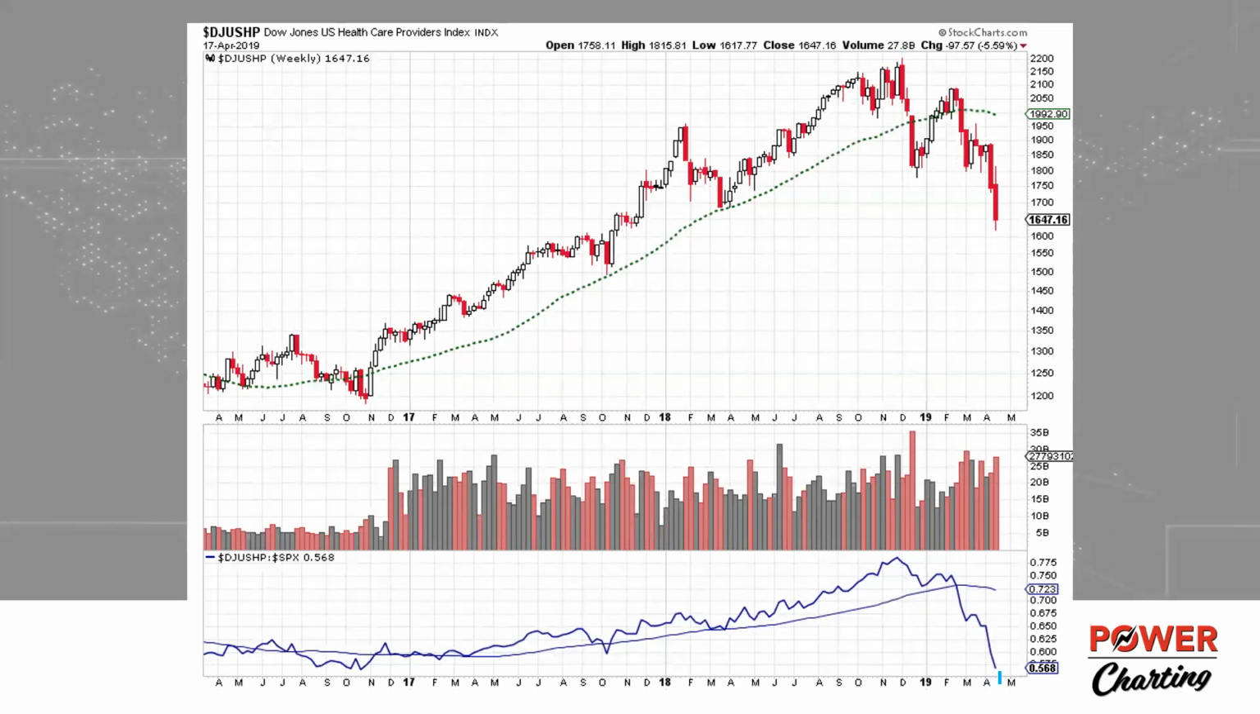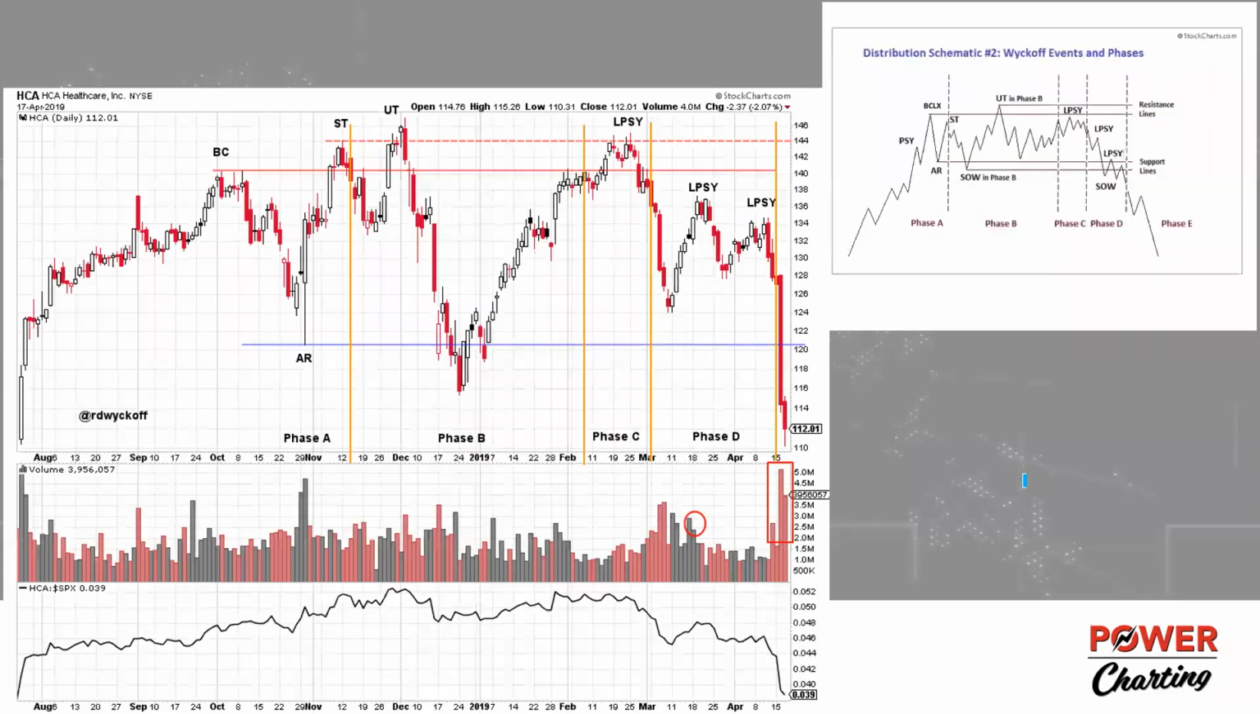All of a sudden, there's a change of character in healthcare providers and in the whole healthcare index sector. And notice how this relative strength is just on a tear downward. So this is very interesting. Well, let's explore this.